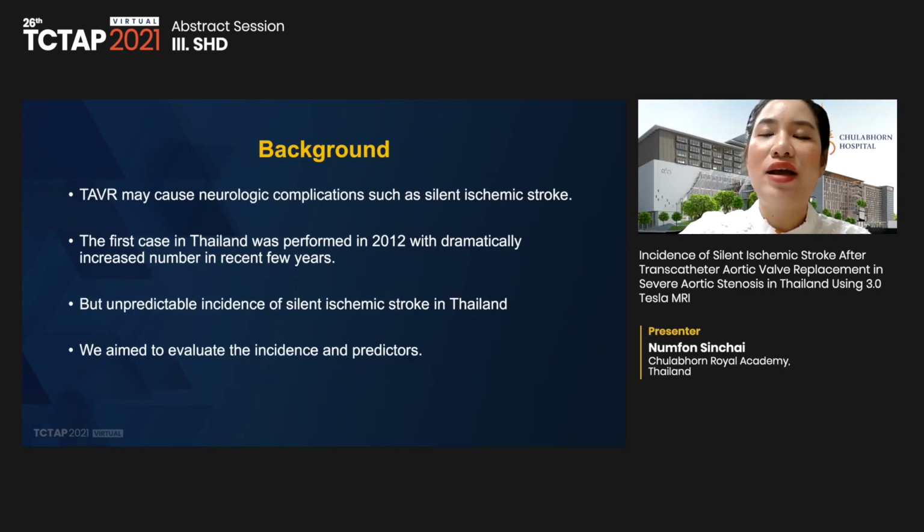As we know, TAVI has neurologic complications such as silent ischemic stroke. In Thailand, the first case was performed in 2012, with a dramatically increased number in recent years, but no incidence of silent ischemic stroke in Thailand has been reported. So we aim to evaluate the incidence and predictors.